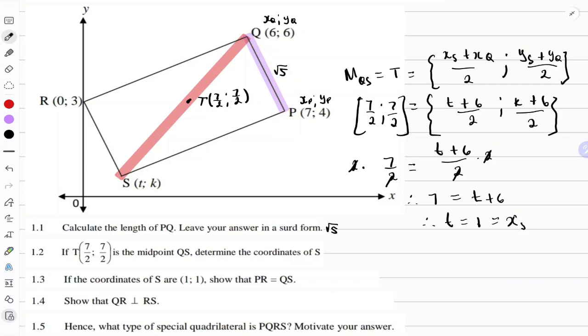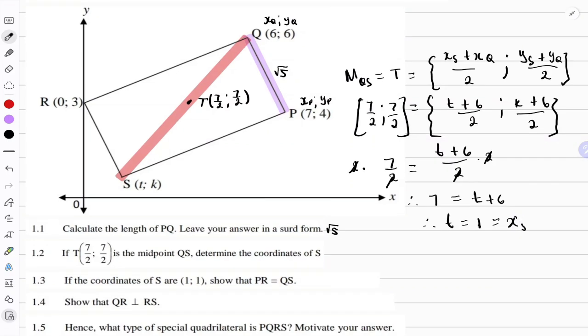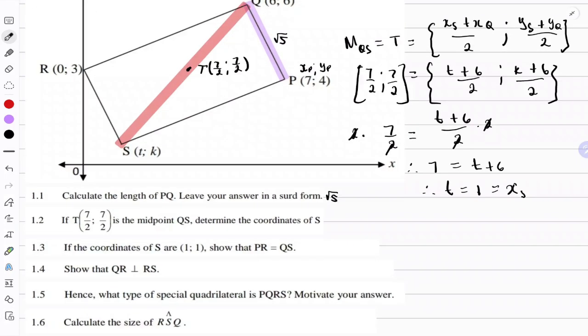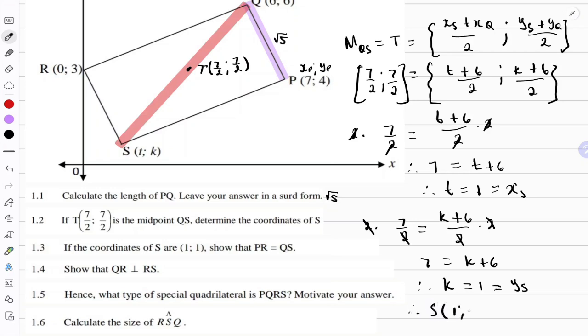And the same can be done for the y coordinates. We can say 7 over 2 should be equals to K plus 6 over 2. Once again, you can multiply throughout by 2. So 2 and 2 cancel, 2 and 2 cancel. So 7 should be equals to K plus 6. Therefore, K should be equals to 1. And this is the y coordinate of S. So therefore, the coordinates of S is 1 and 1.